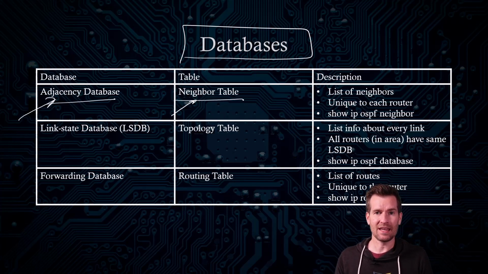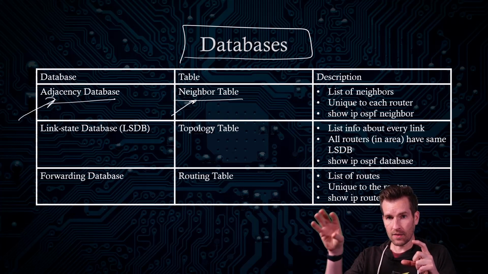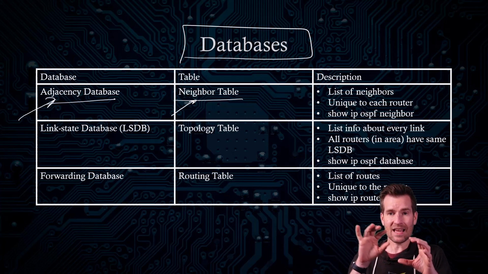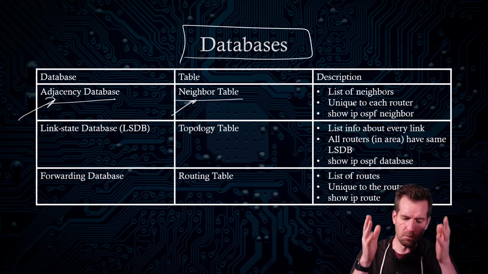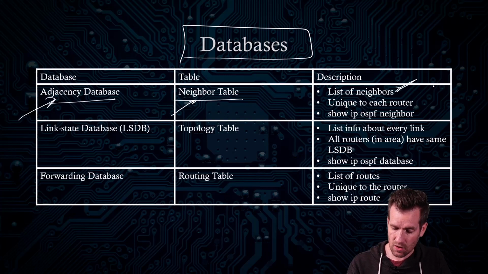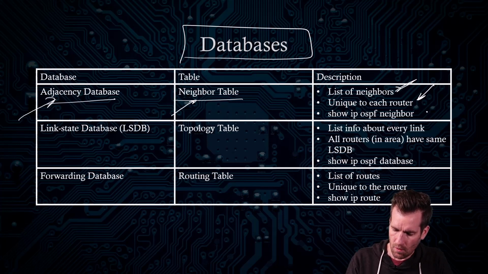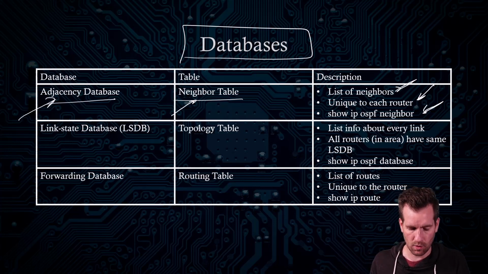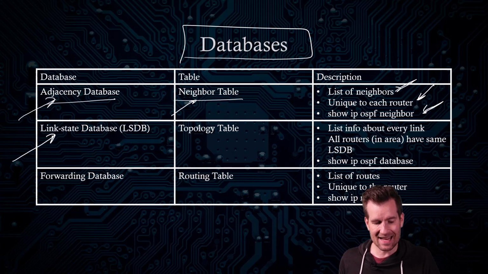The neighbor table lists the neighbors of a router. The router will have other layer 3 devices that it's communicating with directly. If it's directly communicating with other devices through OSPF, then they will be found in the neighbor table. It's a list of the neighbors, and it's unique to each router. Each router has its own set of neighbors, and we can view that neighbor table by doing a show ip ospf neighbor.